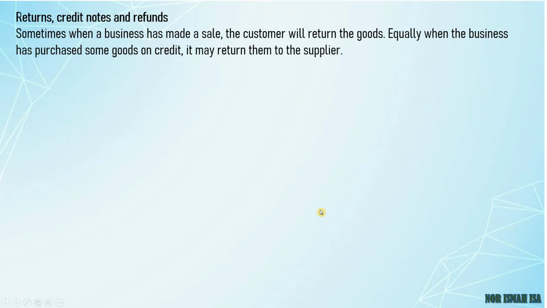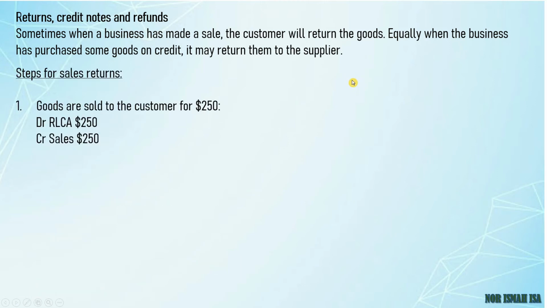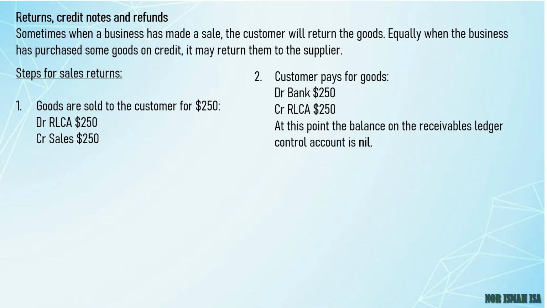Next transactions related to the control reconciliation are returns, credit notes, and refunds. Sometimes when a business makes a sale, the customer will return the goods. Equally, when the business has purchased some goods on credit, it may return them to the supplier. So this is the step for sales return. For us, goods are sold to the customer for $250, so we'll debit the receivable control account for $250 and credit sales $250.